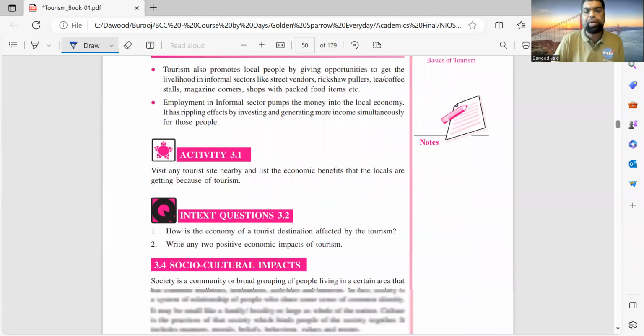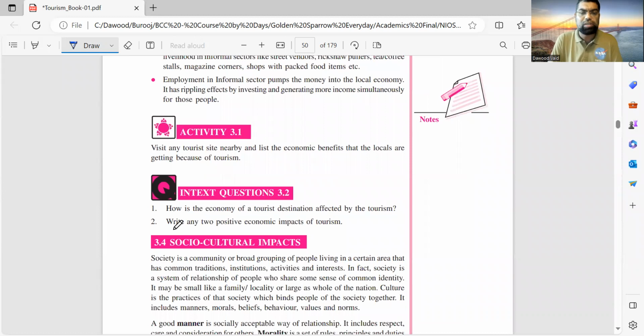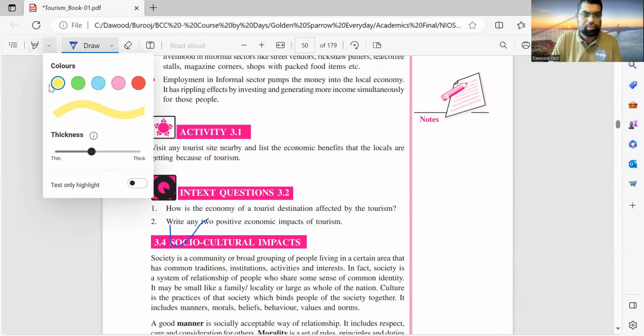Got it? So 3 pointers. If somebody asks you for 2 positive impacts or 2 negative impacts, you should be able to write them down. Let me just use my highlighter so I can do that.